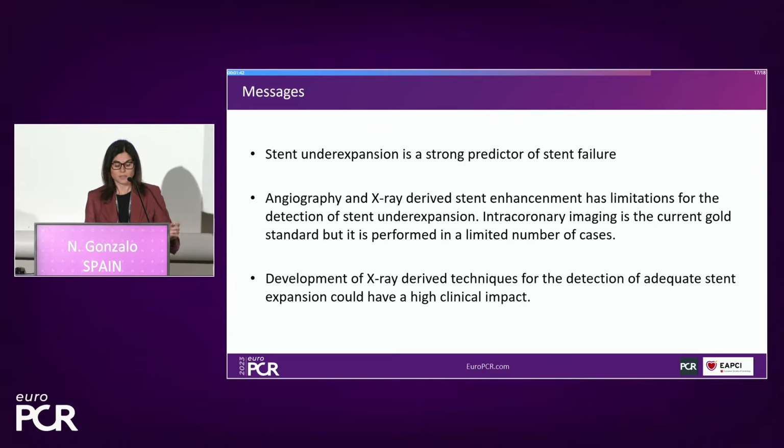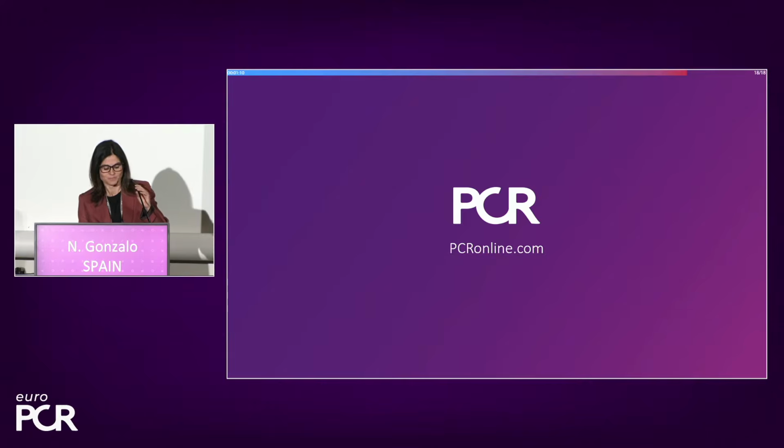So with this, I finish this short presentation. I think it's clear that stent under expansion is a strong predictor of stent failure, and this is strong evidence in this topic. Angiography and X-ray device stent enhancement have limitations for the detection of stent under expansion, and intracoronary imaging is the current gold standard, but of course is performed in a limited number of cases. So really the development of X-ray derived techniques for the detection of adequate stent expansion could have a high clinical impact. Thank you for your attention.